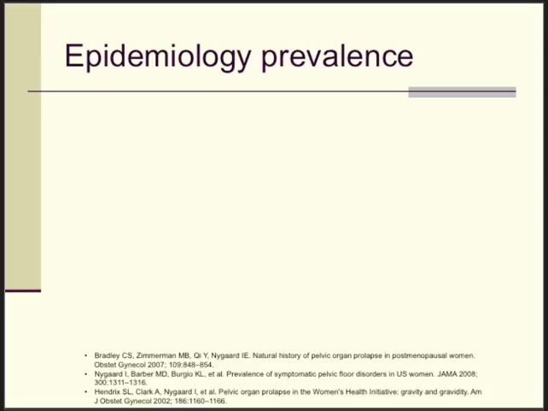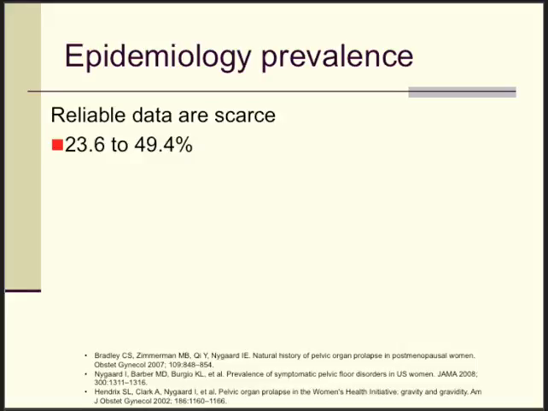The epidemiology. How often does prolapse occur? This is not an easy to answer question. Reliable data are scarce, and what do you define? Women who have an anatomical variation, women who have typical prolapse symptoms, what age, etc. So the prevalence hovers between 24 and almost 50% of women, according to some of the studies I quoted here.